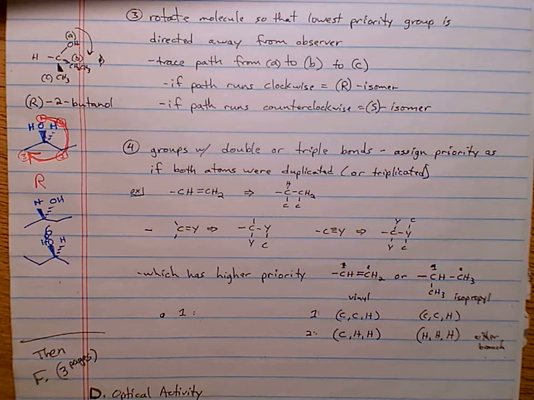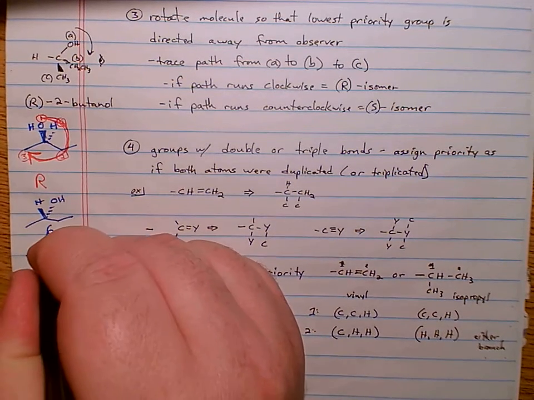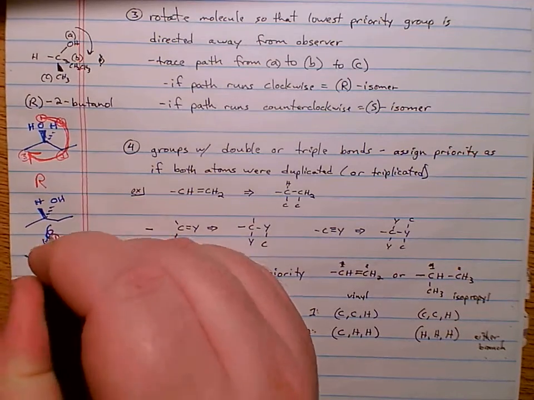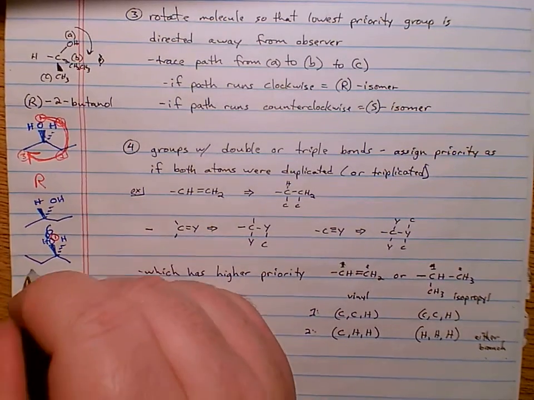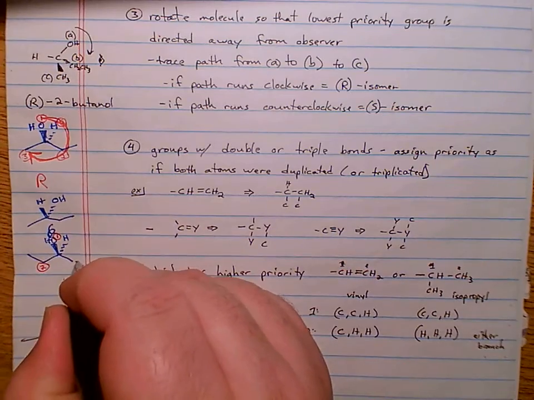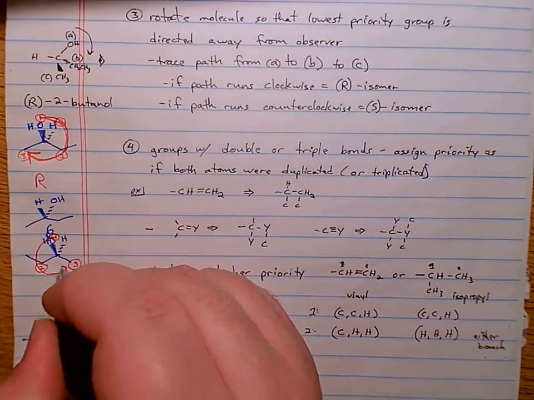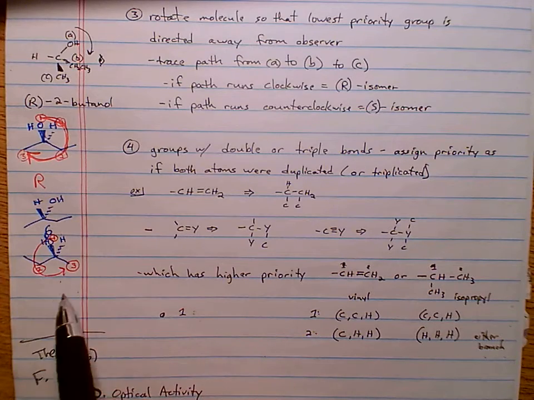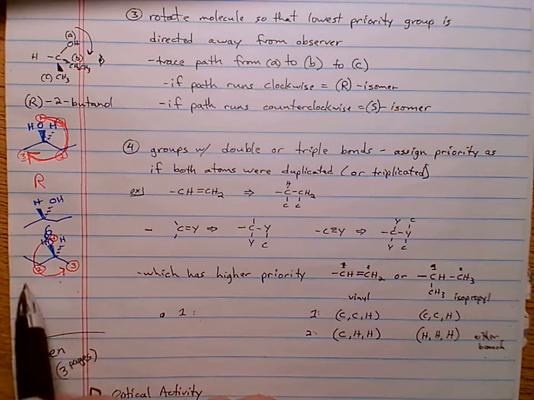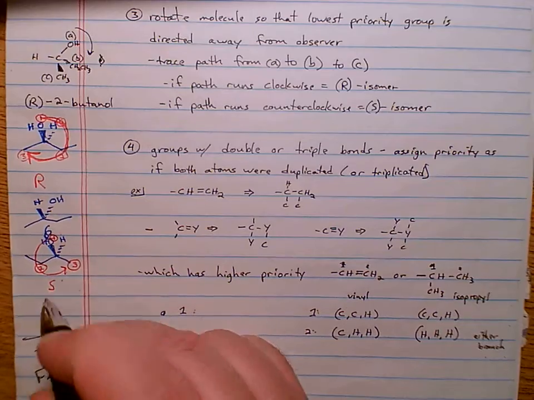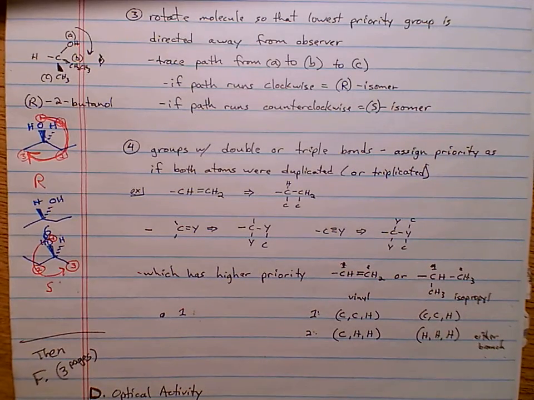So now that I've got that hydrogen back, now I can assign my priorities. And I've got my 1 here. I know my hydrogen is 4, so I don't have to worry about it. Here is 2, here is 3. Drawing my circle 1 to 2 to 3, see how it goes in the counterclockwise direction. So this is the S isomer.